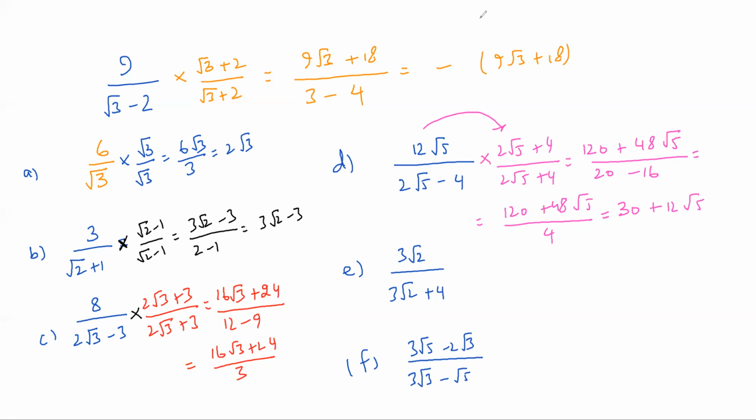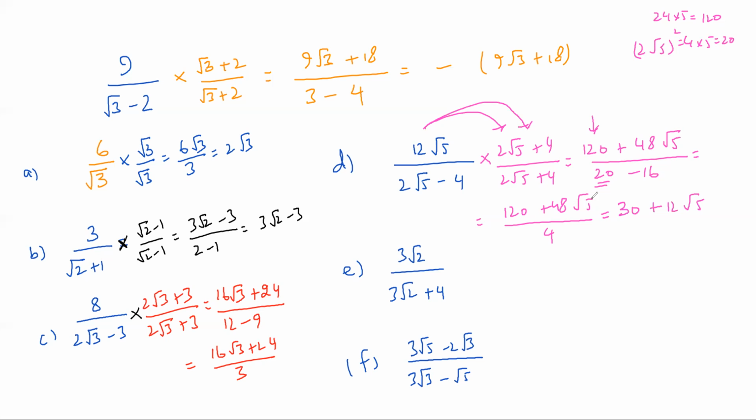Yes? Sir, could you please repeat this question? Look at this. We just multiplied by 2 under root 5 plus 4 over 2 under root 5 plus 4. Okay. Now 12 under root 5 times 2 under root 5 is 24 times 5. This gives you 120. So we have this 120 here. Then 12 under root 5 into 4 will give you 48 under root 5. Okay. Then you have the squares on them. 2 under root 5 square is 4 times 5. That will give you 20. So that is why we have 20 here. And then 4 square is 16. Okay? Yes, Waleed? Yes sir, okay.